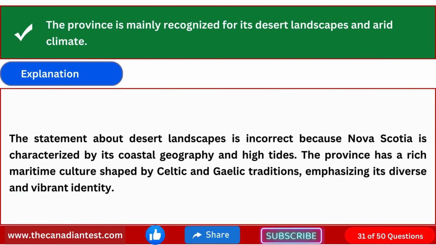The correct answer is, the province is mainly recognized for its desert landscapes and arid climate. Explanation: the statement about desert landscapes is incorrect because Nova Scotia is characterized by its coastal geography and high tides. The province has a rich maritime culture shaped by Celtic and Gaelic traditions, emphasizing its diverse and vibrant identity.